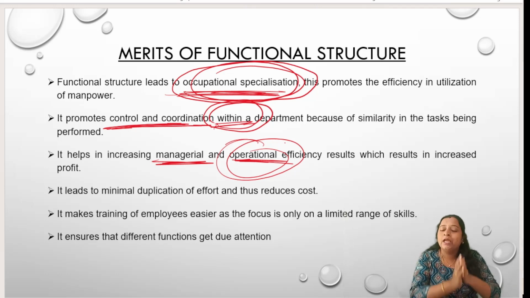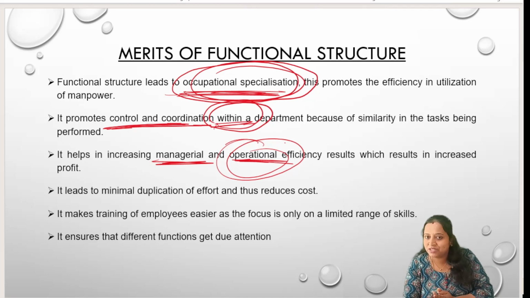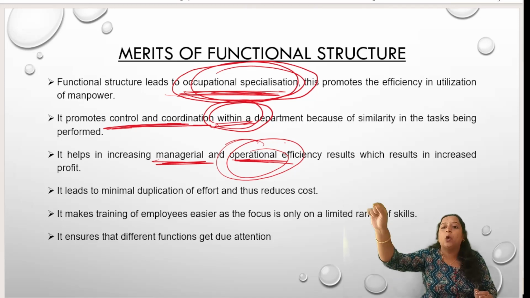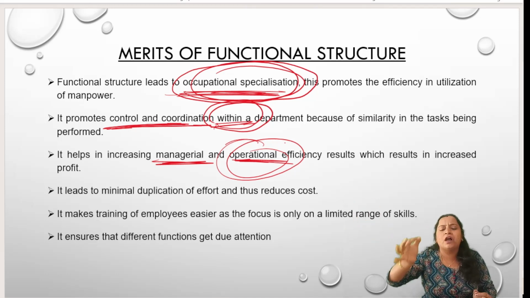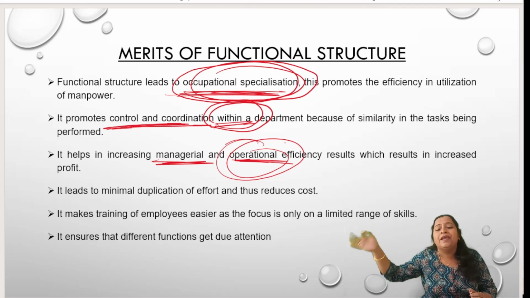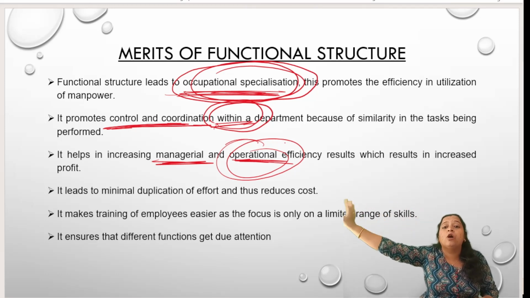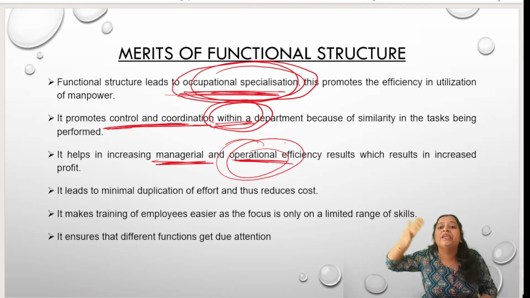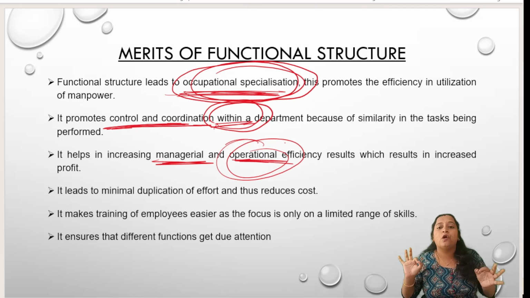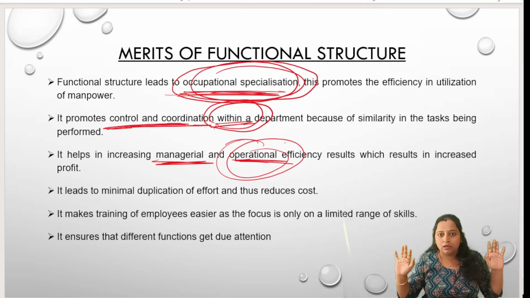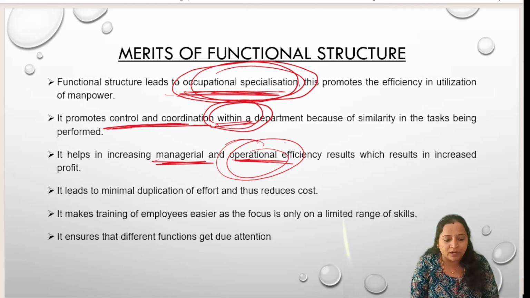So automatically, if your managerial and operational efficiency increases, what happens? Your department objectives will be achieved. Every functional department is achieving its objectives, then automatically it leads to an increase in profit. It leads to achieving the overall objectives of your organization. The profit will be increased indirectly, directly. You are striving for achieving the organizational objectives through achieving your departmental objectives. Got my point?